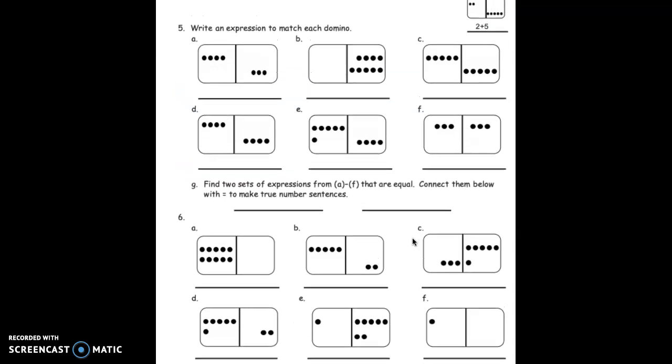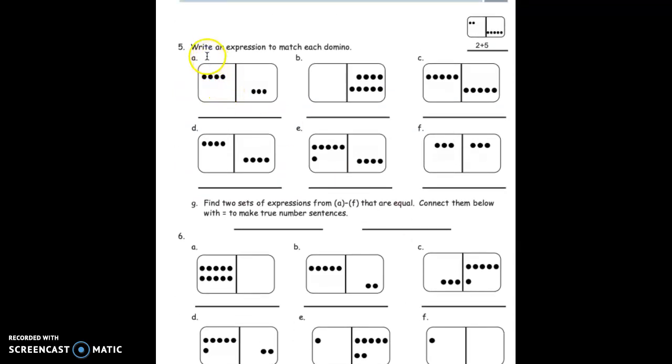Now, on the back, boys and girls, we want you to write an expression to match each domino. So if you see the example up here in the corner, I see 2 dots and 5 dots. So I'm going to write an expression that reads 2 plus 5. Notice there's no equal sign. It's just our parts because it's an expression.